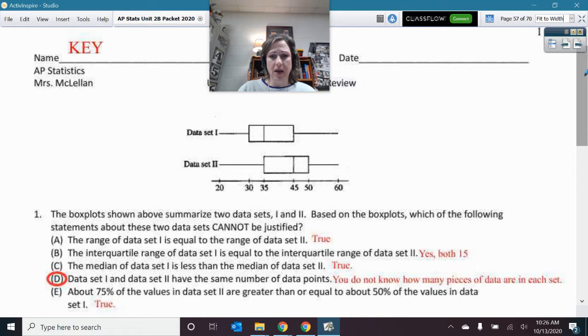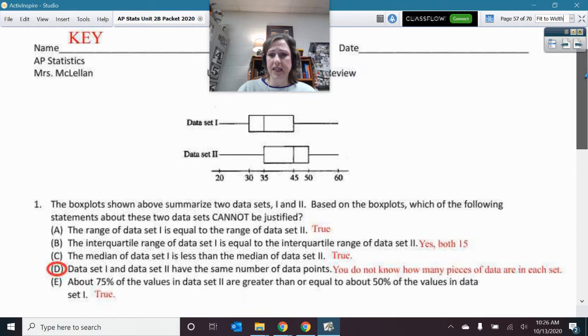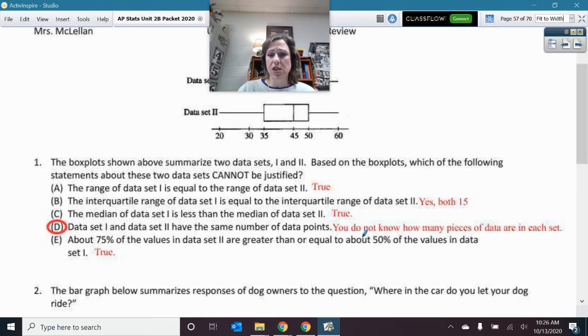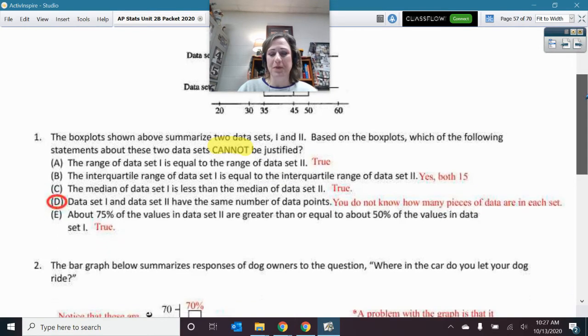Which one of these cannot be justified? I've got notes there. Keep in mind, you cannot tell how many pieces of data are in these sets. All right, so you can't compare the amount of data in those. Data set 1 and data set 2 have the same. Which one of these cannot be justified? So which one is not true?